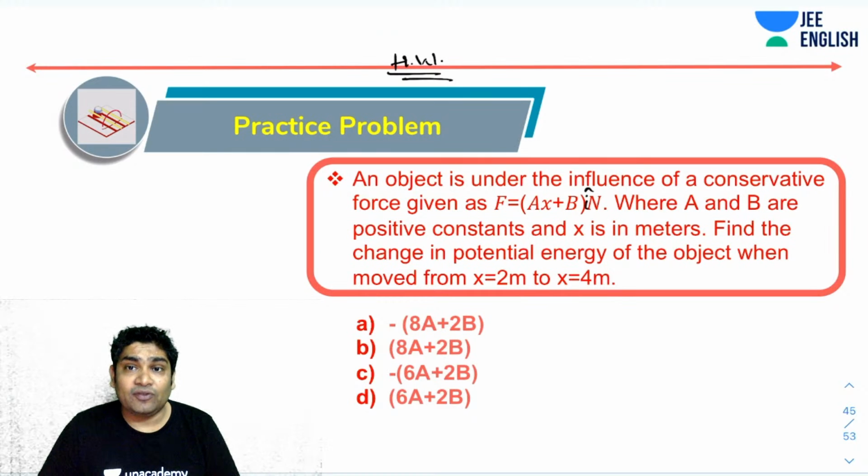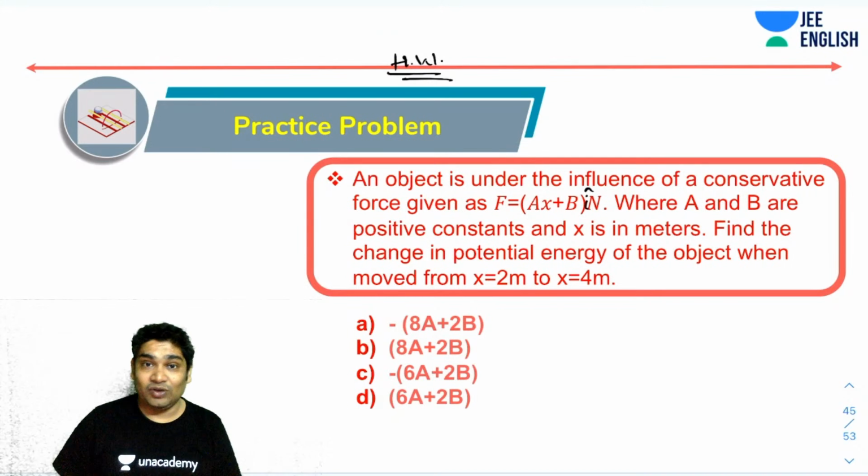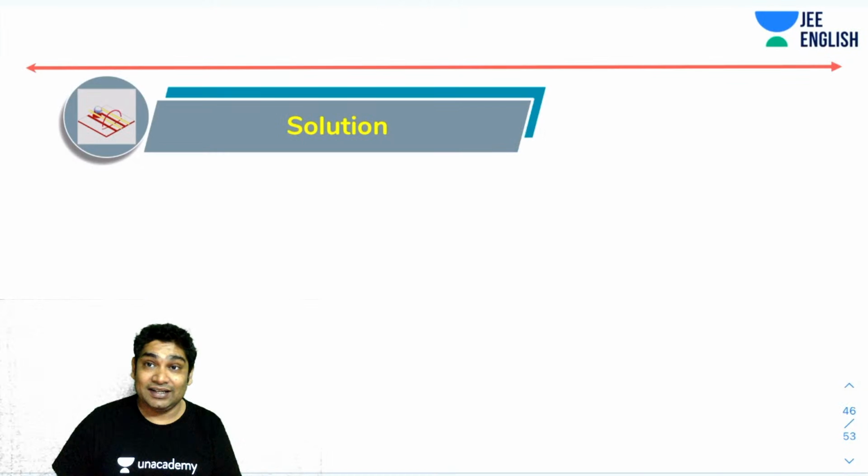And you've been told to find the change in potential energy of the object when it is moved from x equals 1 to x equals 2 to x equals 4. What is the change in potential energy of this object under the influence of this force? This is your homework problem. You can try this. We can discuss this in the next class.